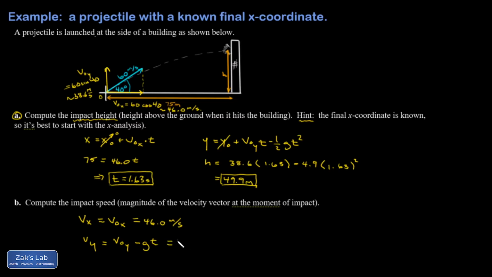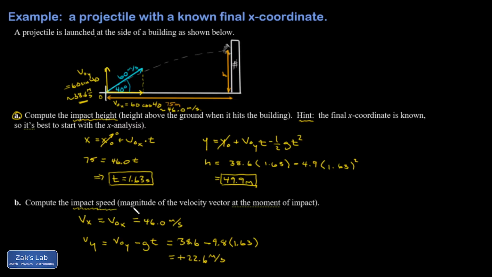So I'll plug in my initial y velocity, 38.6 minus 9.8 times the flight time, 1.63 seconds. And I get a final y velocity of 22.6, and that's positive, and that means something. So I'm going to put a plus on it, plus 22.6 meters per second. That means the projectile is still on its way up. So its y velocity has slowed down a little bit compared to what it started at, but it's still on its way up. All right, then I want the impact speed.